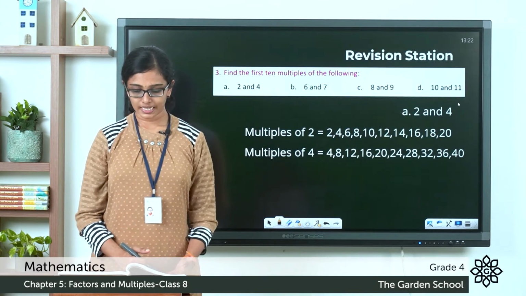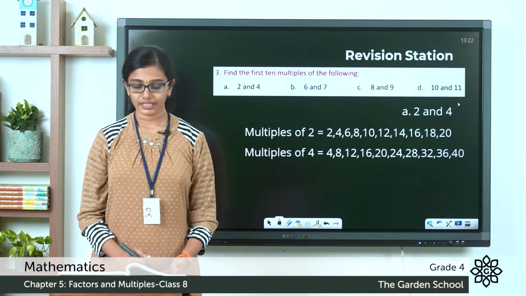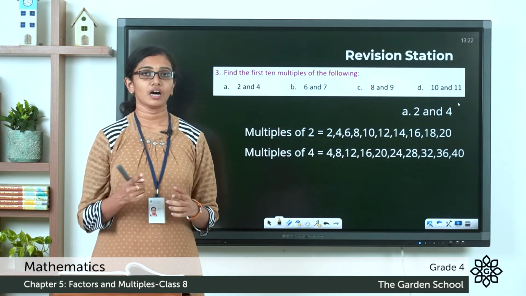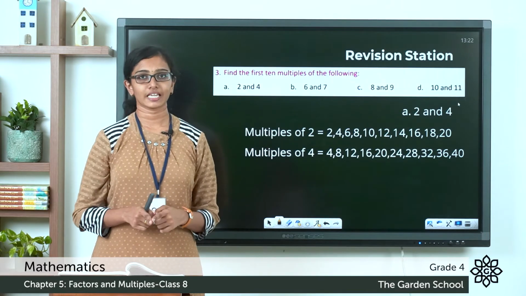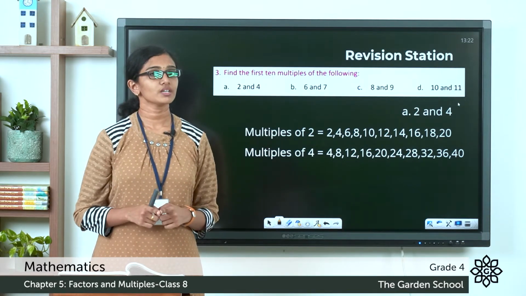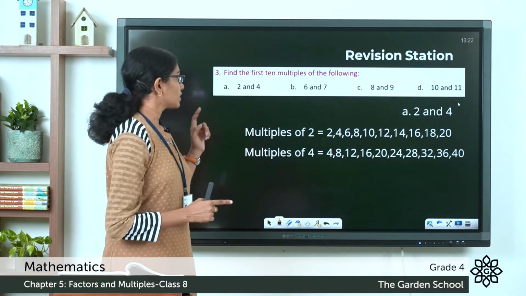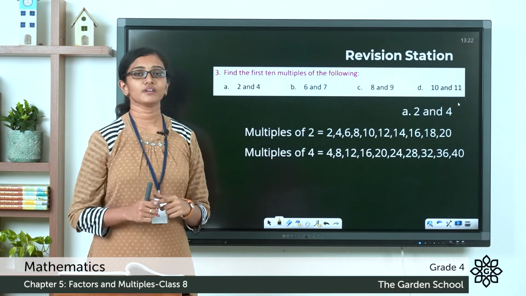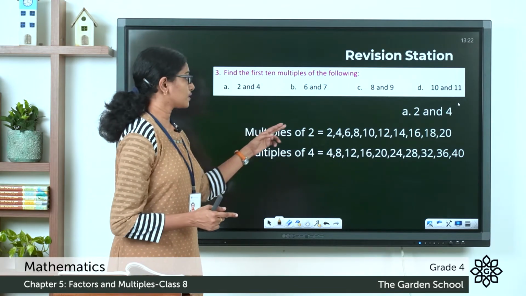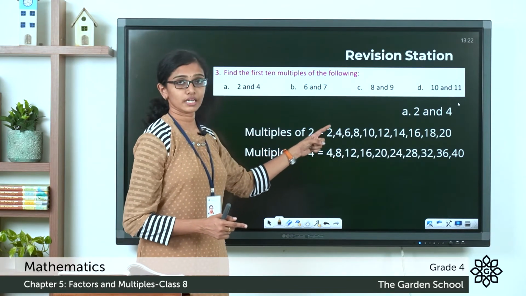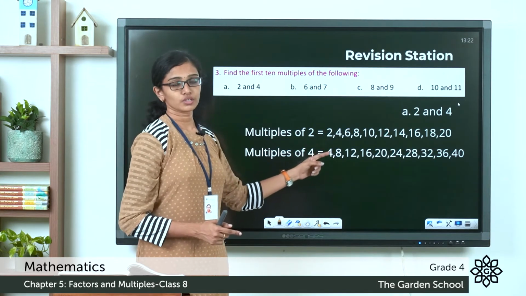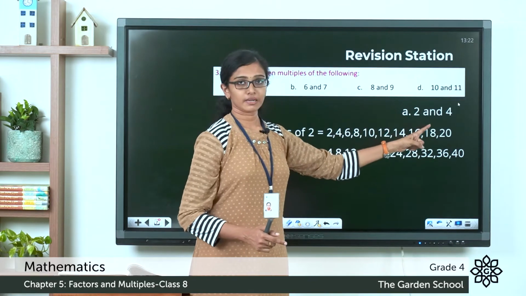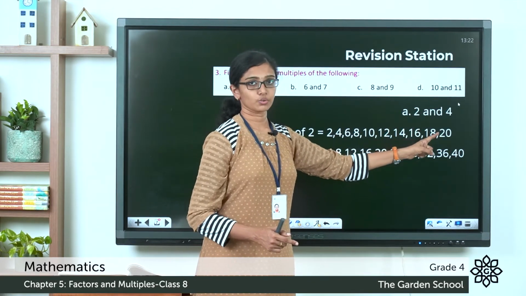Find the first 10 multiples of the following. And the first question is 2 and 4. What are multiples? Multiples of a number are obtained by multiplying the given number by numbers such as 1, 2, 3, 4, etc. So, the multiples of 2, let's see here. You are asked to write the first 10 multiples. So, for the first multiple of 2, 2 ones are 2, 2 twos are 4, 2 threes are 6. Similarly, up to the first 10 multiples, which means 2 into 10, or 2 tens are 20.